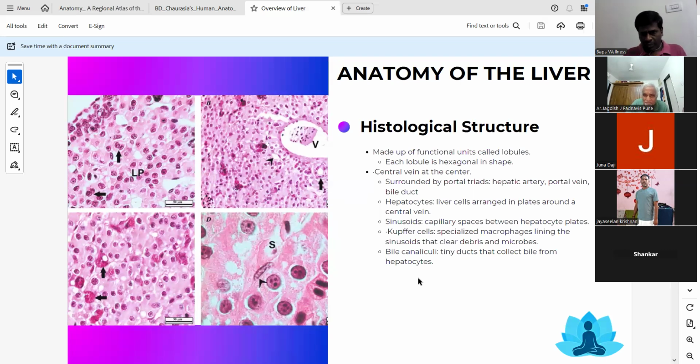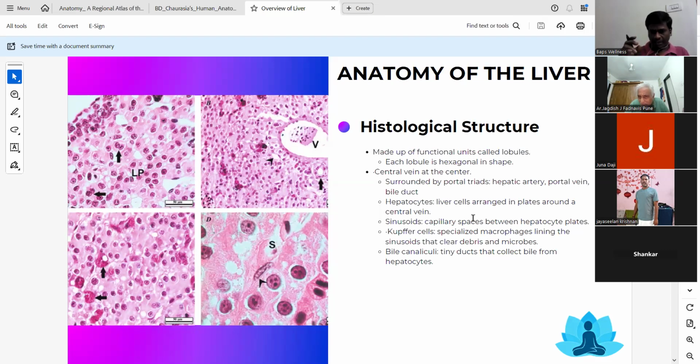When we come back to the histological structure, the liver is made up of functional units called lobules. Each lobule is hexagonal in shape. The central vein is located at the middle or the center, which is surrounded by the portal triads, that is the hepatic artery, portal vein, and bile ducts.